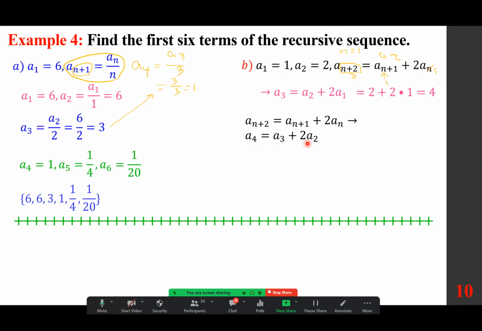A sub 4 is a sub 3 plus 2a sub 2. Please understand the concept here. If you want any term, pick the previous one. So I want the fourth one, I pick the previous one, and then the one before that, multiplied by 2, and add. So I want a sub 4. What is a sub 3? A sub 3, we have it as 4 plus 2 times a sub 2 as 2. 2 times 2 is 4. And this 4 adds up to 8. Is everybody clear on that?